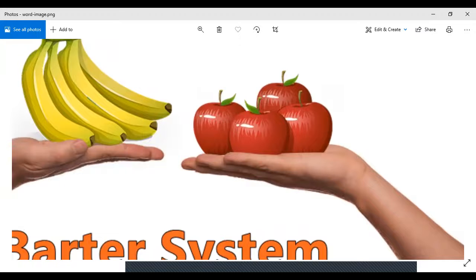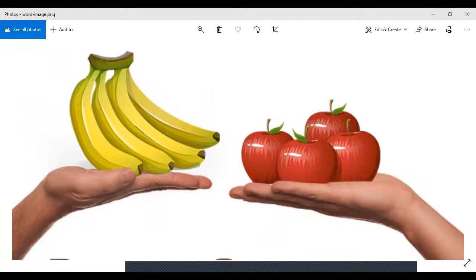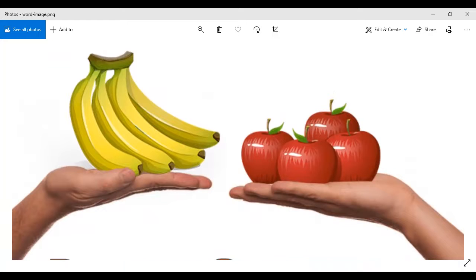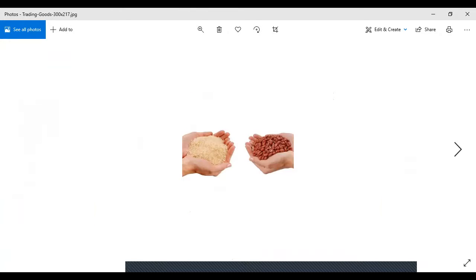One person is giving four apples. Maybe this person has extra apples and he wants to eat bananas, so he is giving his apples and as a result of that he will get four bananas from the next person. This is known as exchange of things, or barter system. And this was the system adopted by people in the past, that when they needed something they exchanged their things with another person and got as a result whatever they needed.